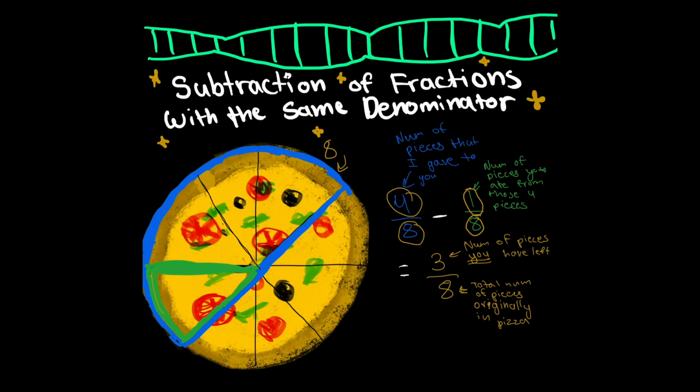So how many pieces do you have left? You have 3 pieces of pizza left. And how many pieces was the pizza originally cut into? The pizza was originally cut into 8 pieces. So the answer would be that you have 3/8 of a pizza left.